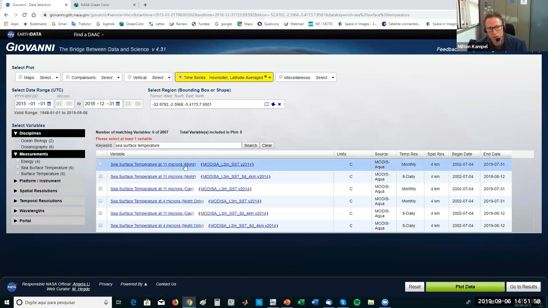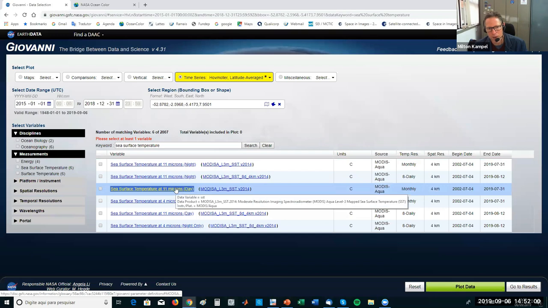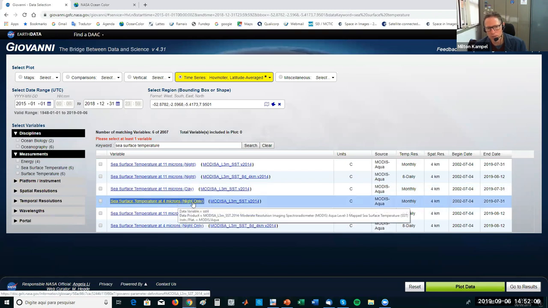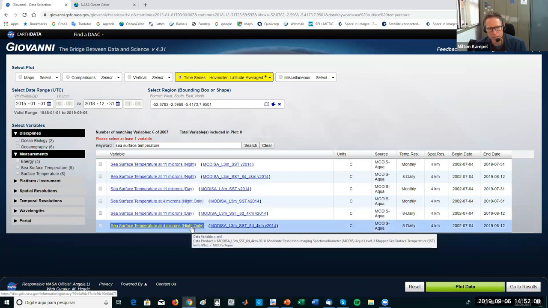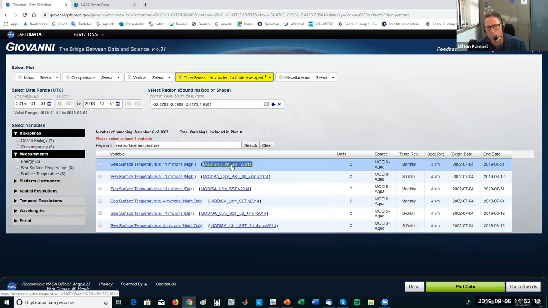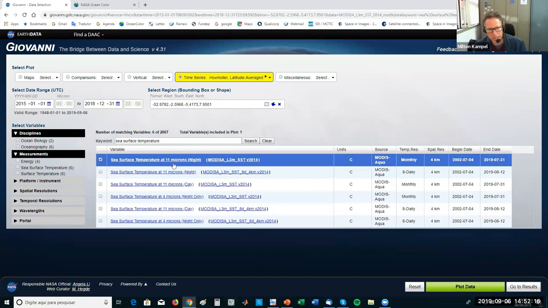Those are 11 microns at night. This is 11 microns at day, and also here, 8 days and monthly. And you have also 4 microns at night, and 4 microns at day, 8 days. So let's take as an example, monthly average of sea surface temperature, 11 at night. And the period of time, I will make it simple for 2018, just to save time.